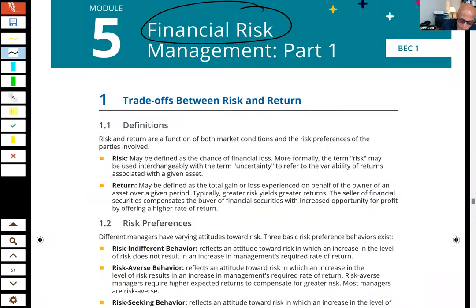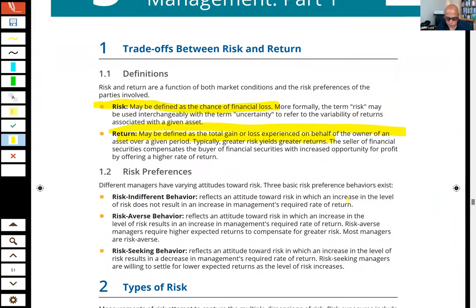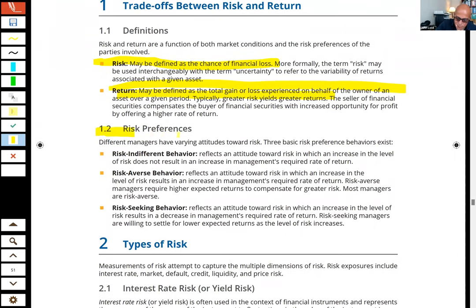So as you well know, if we have a risk, which is the chance that there'll be some sort of loss, then we are looking for a return. And that return will generally be greater if the risk is greater. So we start seeing that certain behaviors can be explained by that phenomenon, and that we could have risk indifferent behavior, which basically says that someone will accept risk and not necessarily expect a greater return for greater risk.